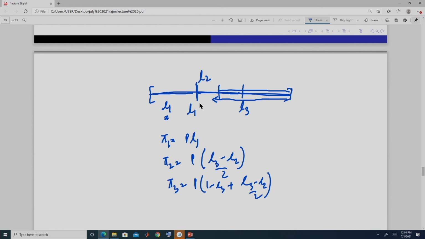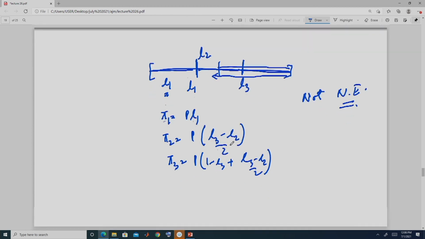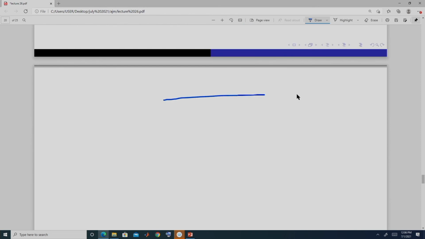So, farm 3 locating here is not a Nash equilibrium. Given these two, if farm 3 moves like this, its profit increases. So, that is why it is not a Nash equilibrium. So, from here what do we get? We get that L1 is going to be adjacent to L2 from the first argument, and from the second argument we get that this should also be adjacent, so L3 should also be here.